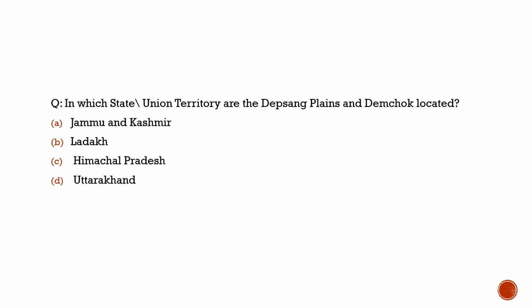Here the question is with respect to the Depsang Plains and Demchok. It is a geography based question. We had recently seen that troops completed disengagement. India and China have indeed made progress in it. So they completed the disengagement in these areas. So we need to know to which union territory or state they belong. Here the question says, in which state or union territory are the Depsang Plains and Demchok located?